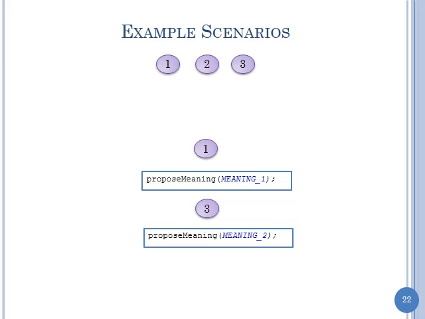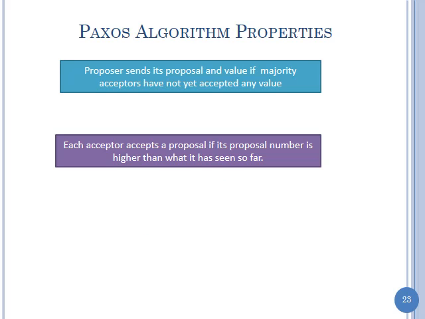And as we did with the previous implementations, we will exercise this implementation on various examples to illustrate how it works. Like the previous examples, we'll have two proposers, both trying to propose a value for the meaning of life. And this time we'll have only one non-proposer node, node 2, rather than two of them. Okay, so let's look at what Paxos algorithm properties I want to illustrate in the first example.